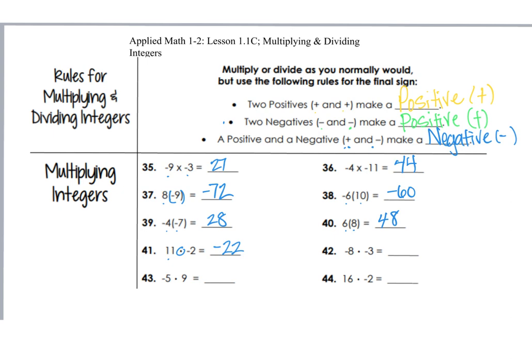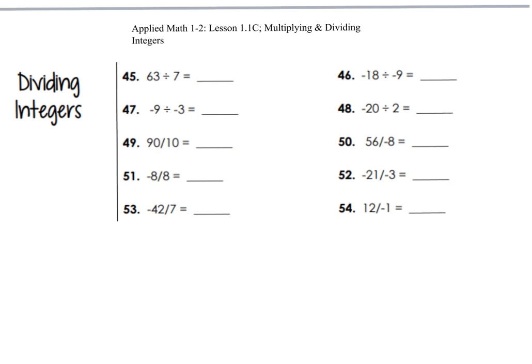Negative 8 times negative 3, a negative times a negative gives us a positive 24. And number 43, negative 5 times 9, negative times a positive gives us negative 45. And 44, 16 times negative 2, a positive and a negative again, and it doesn't matter which order they're in. In number 43, the negative number was first, then the positive, and it made a negative answer. On 44, the positive's first and then the negative. That doesn't affect anything. It's just the concept of one being positive and one being negative that gives us a negative answer, negative 32.